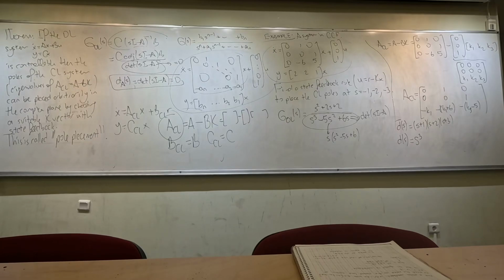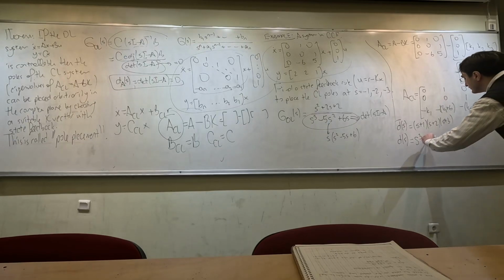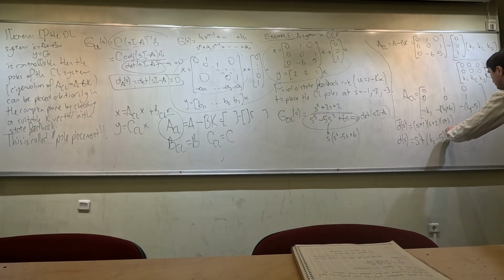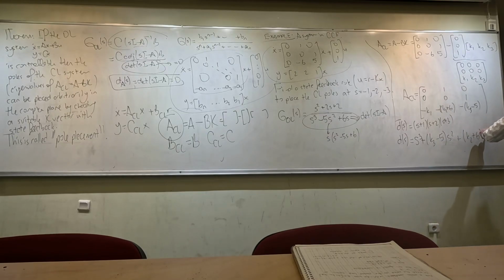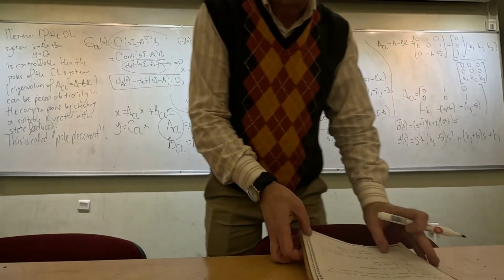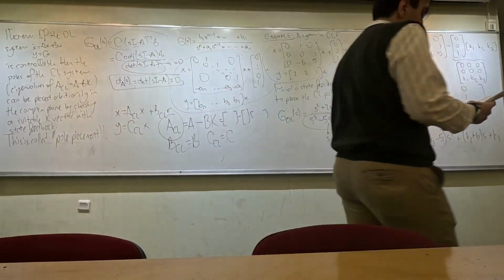Without calculating any determinant, without calculating any sI minus A, I can write the characteristic polynomial of this thing. s cubed, and then what? Plus (K3 minus 5) s squared, plus (K2 plus 6) s, plus K1. Okay? That is the actual characteristic polynomial of the closed loop system in this case. And then what am I going to do to get these eigenvalues? I will expand this polynomial, and the desired polynomial is going to turn out to be the following.